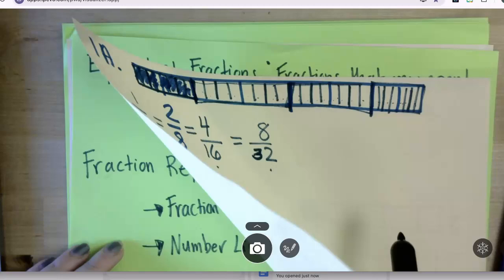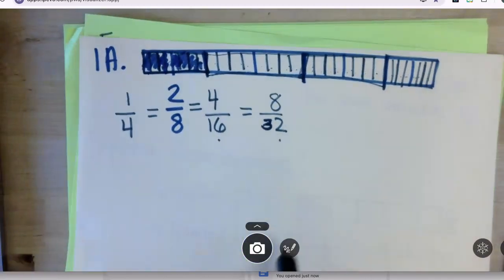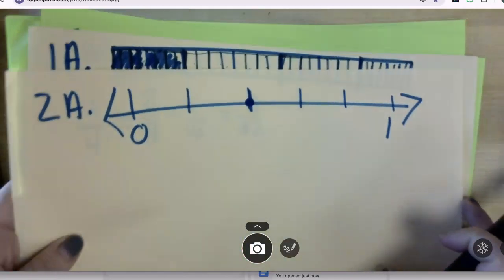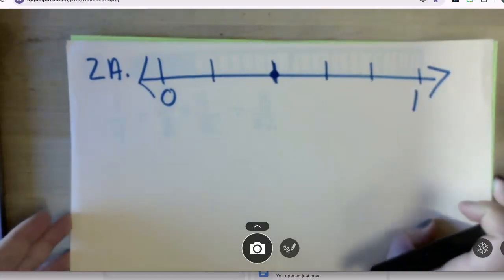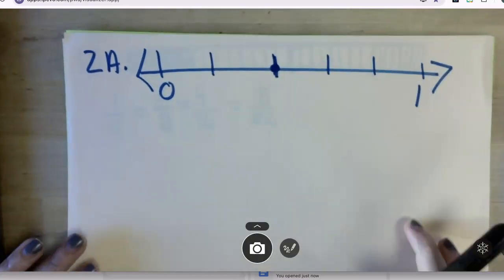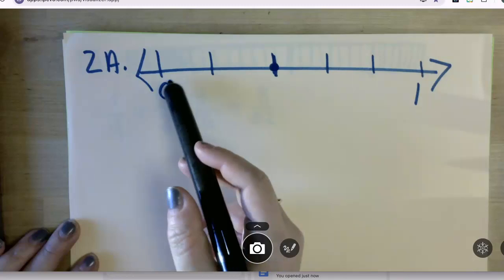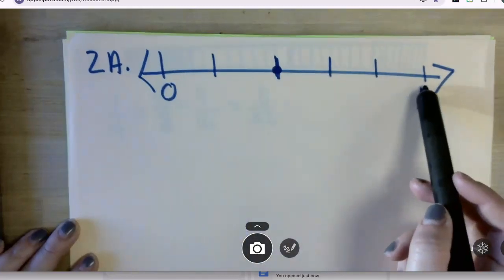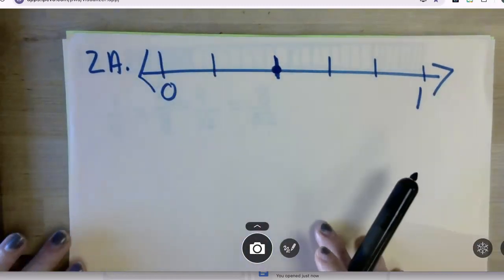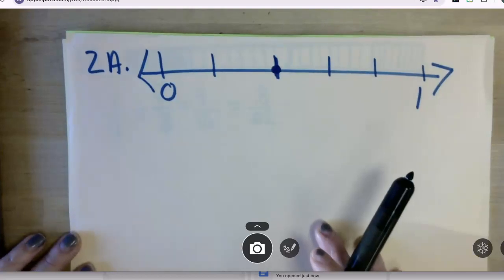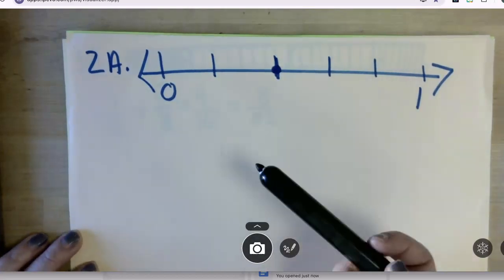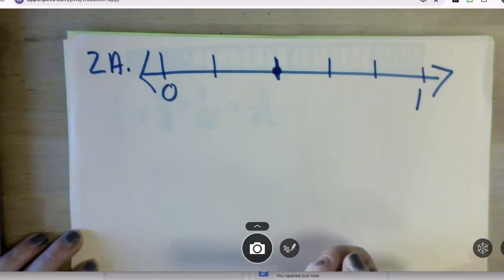All right, so hopefully you paused that video, you did all your work, and now we're ready for the number line. The number line is really similar. It can look like a fraction strip if you close it up. So these concepts are going to be the same. Like I said in the beginning of the video, the trickier part of the number line is that you never really know where the whole is.